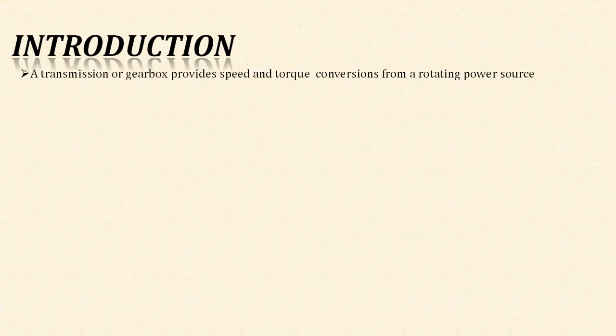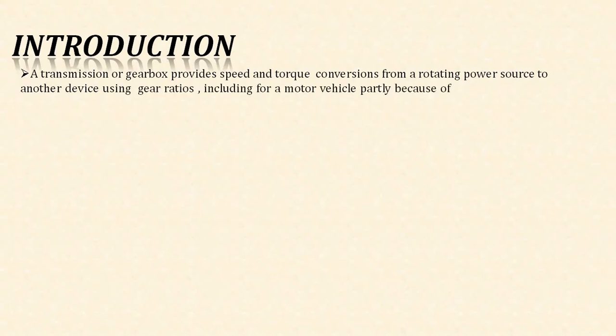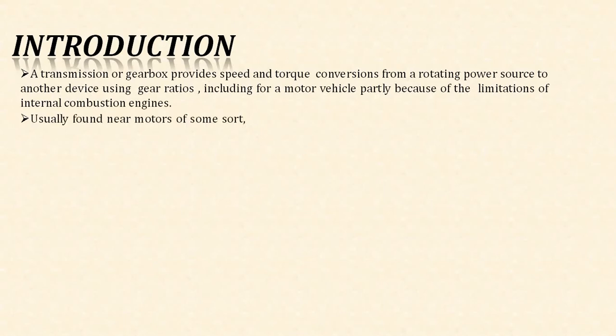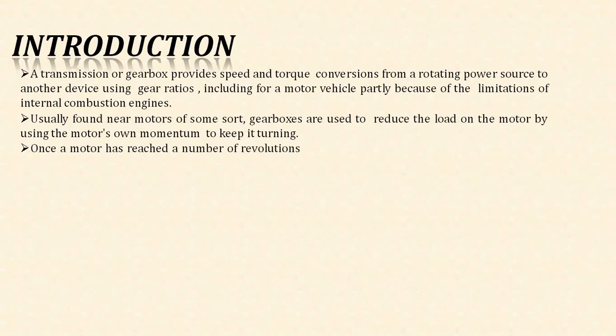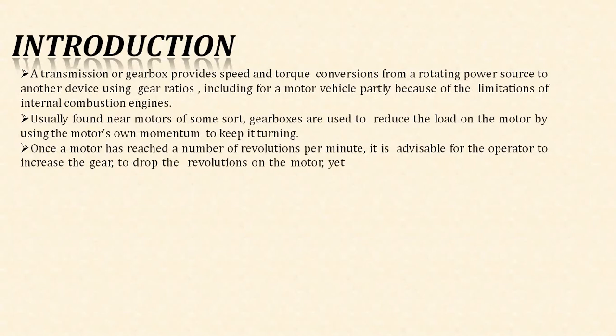The introduction related to the gearbox. A transmission or gearbox provides speed and torque conversion from a rotating power source to another device using gear ratios, including in motor vehicles, partly because of a limitation of internal combustion engines usually found near motors of some sort. Gearboxes are used to reduce the load on the motor by using the motor's own momentum to keep it turning.